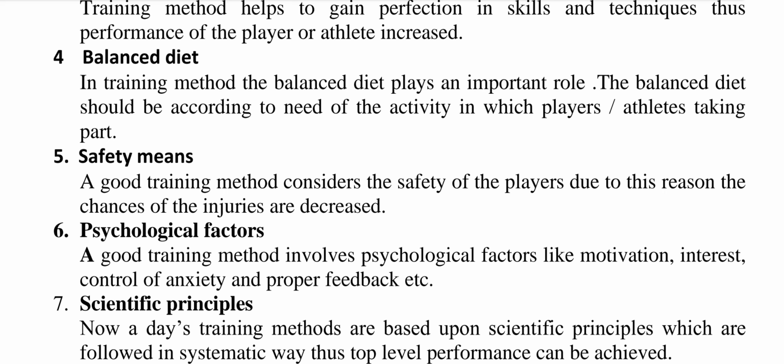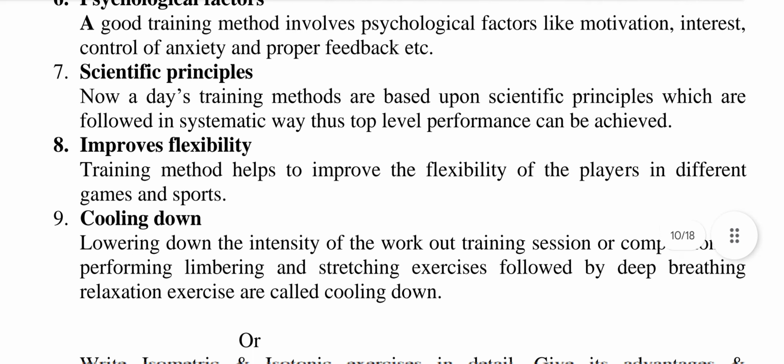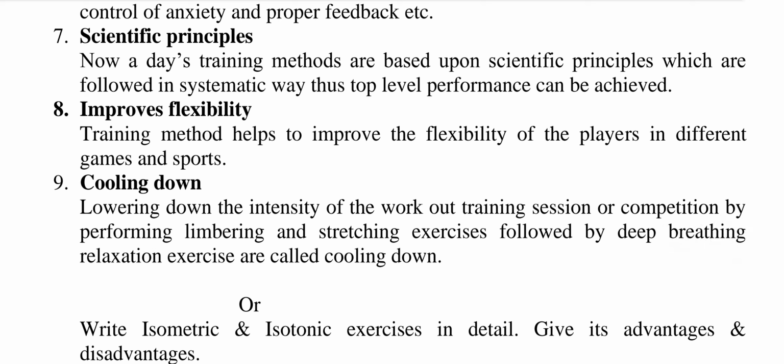Number 5. Safety means. A good training method considers the safety of the players. Due to this reason, the chances of the injuries are decreased. Number 6. Psychological factors. A good training method involves psychological factors like motivation, interest, control of anxiety, and proper feedback, etc. Number 7. Scientific principles. Nowadays, training methods are based upon scientific principles which are followed in systematic way. Thus top level performance can be achieved. Number 8. Improves flexibility.